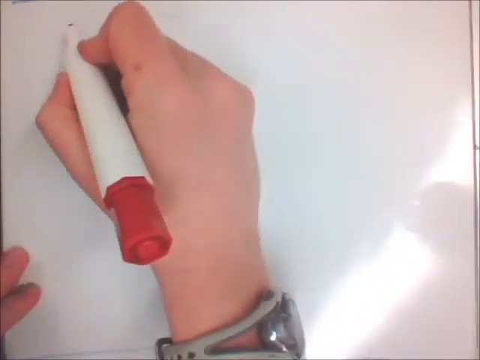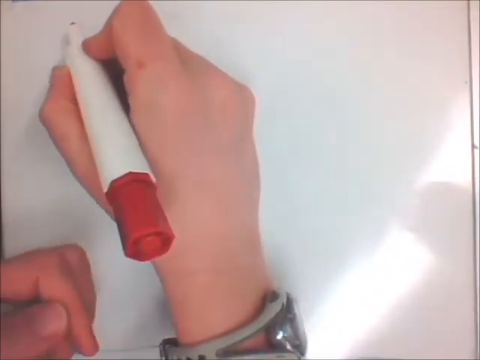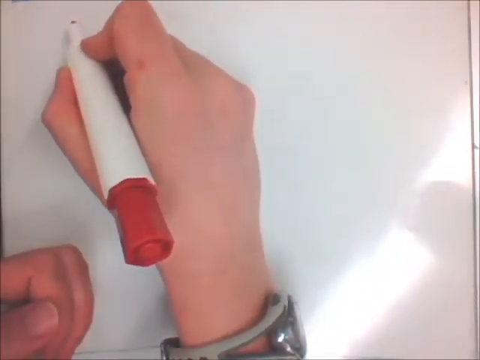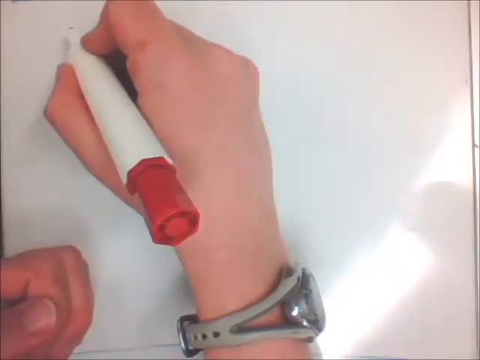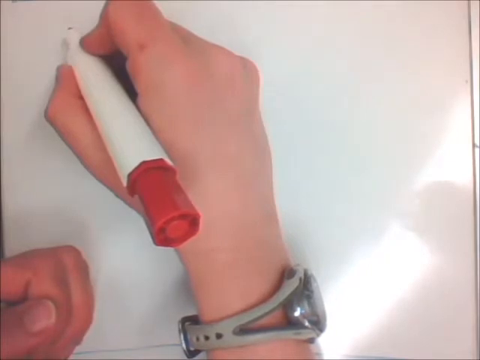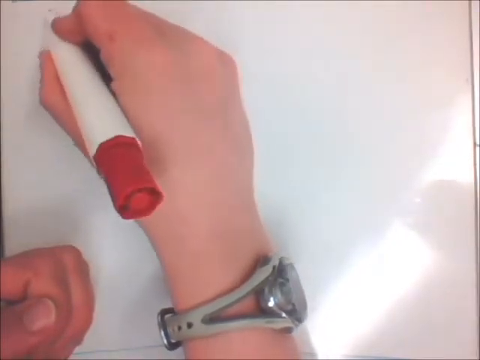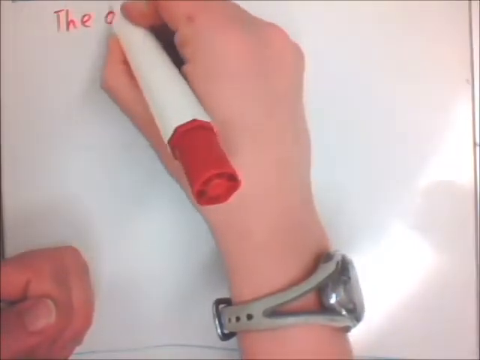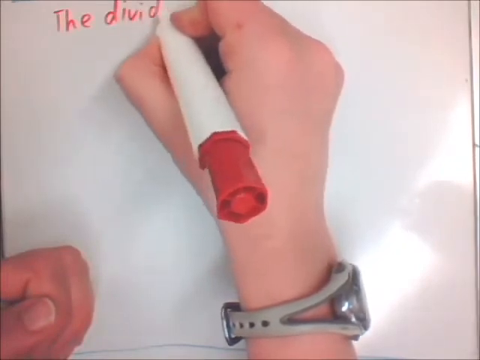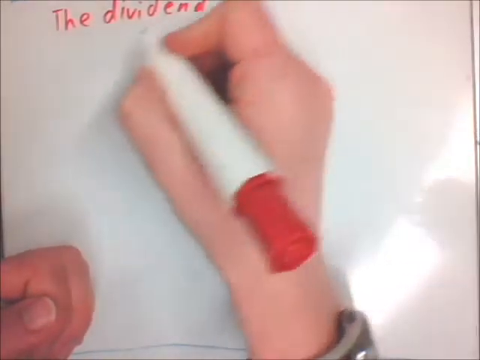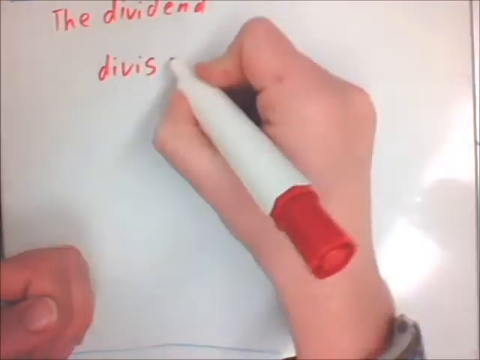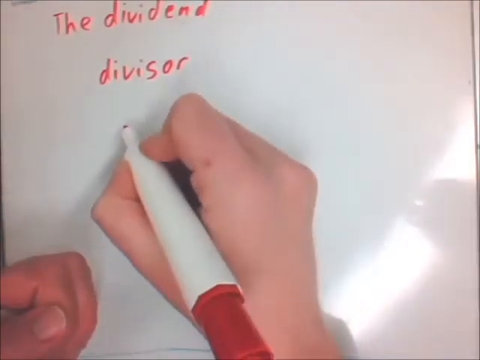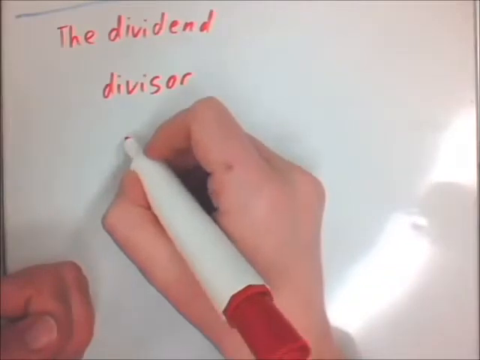Our goal is to get to decimals with division, but before we can get there, we need to have a bit of a review of, well, division. The first thing that we need to know is that there are three parts to a division problem. There is the dividend. There is the divisor. And there is the quotient.